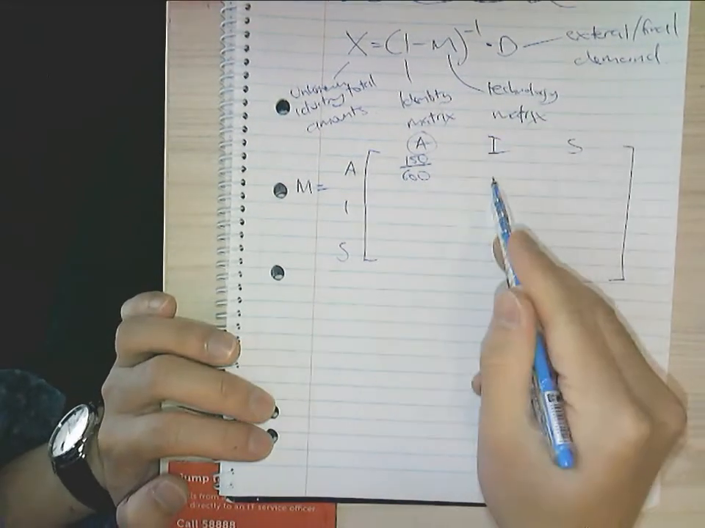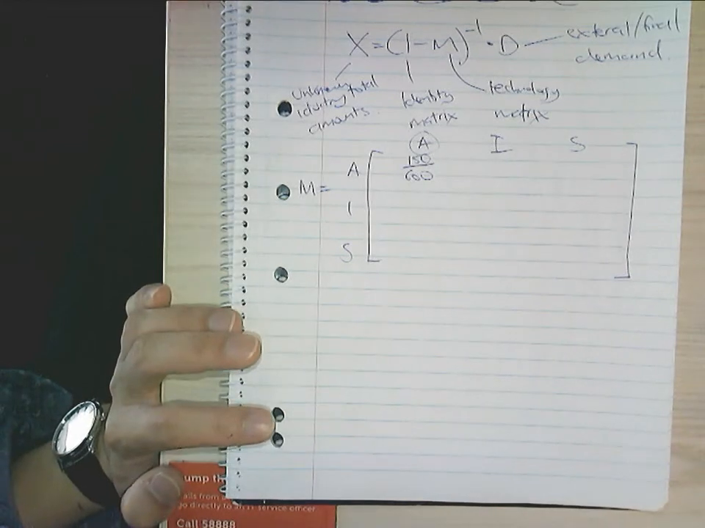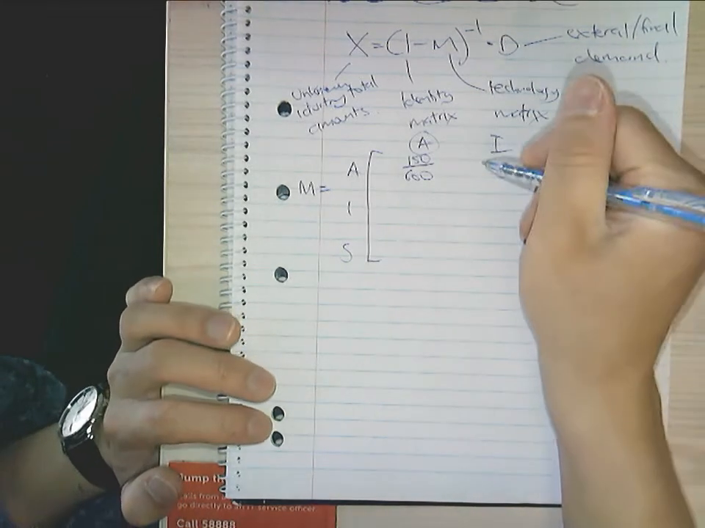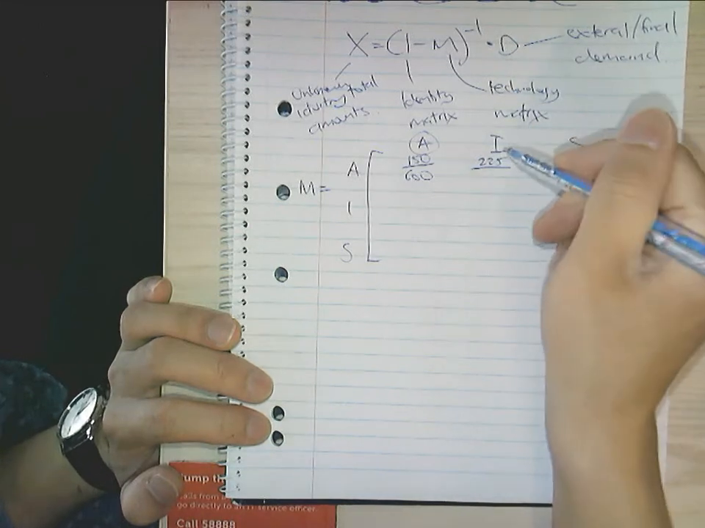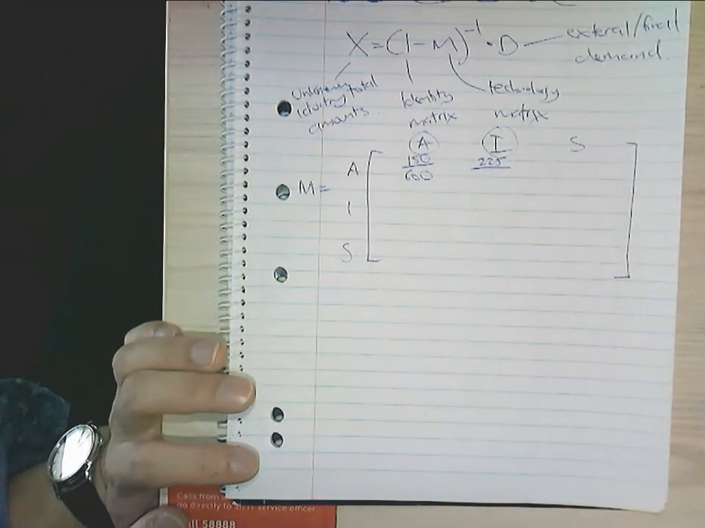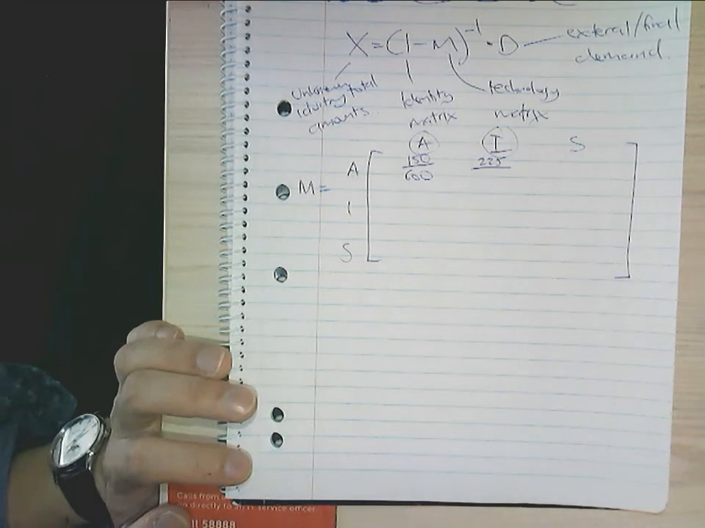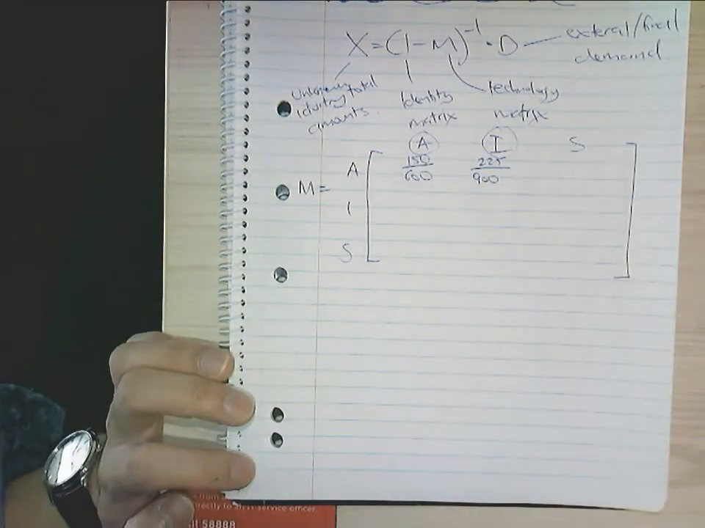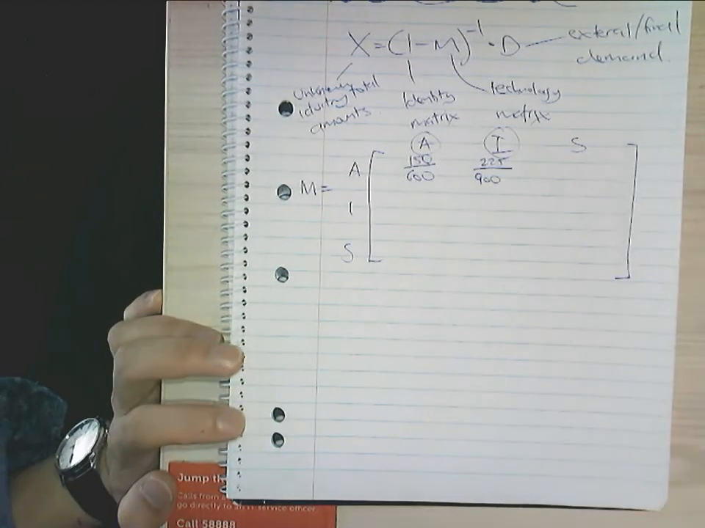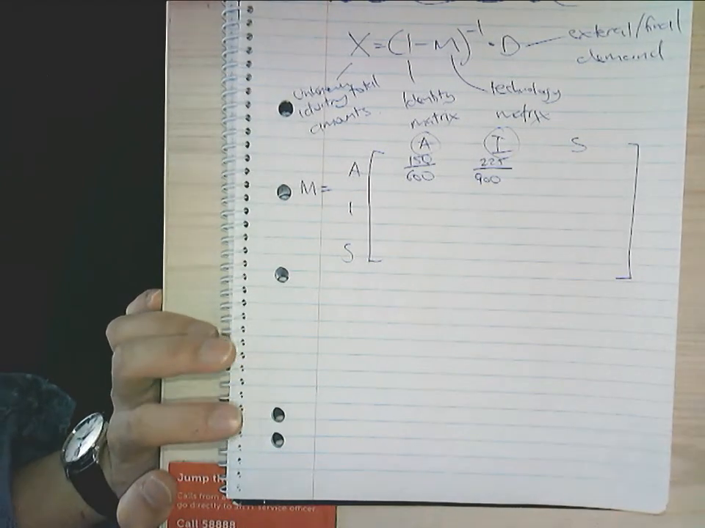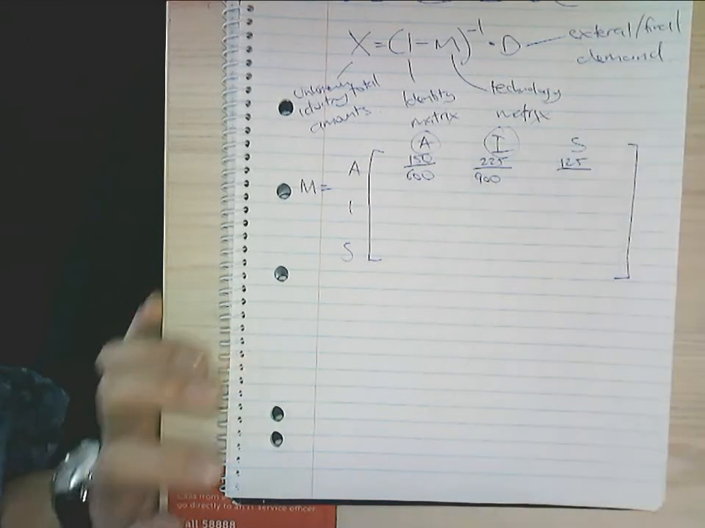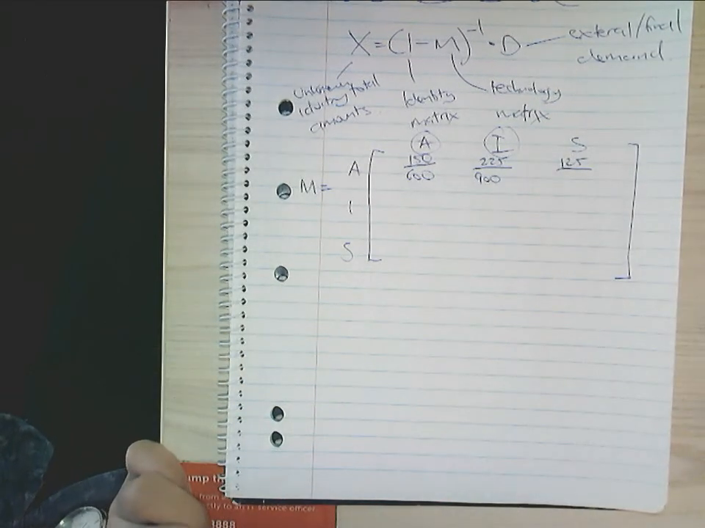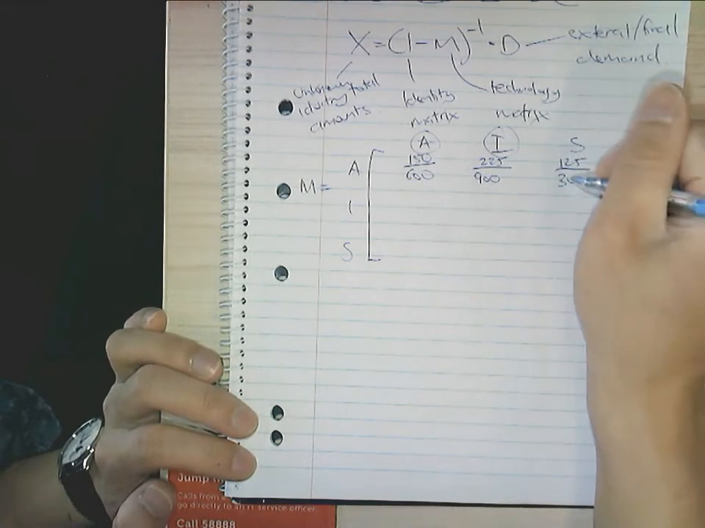How much from A goes into I? 225. As a proportion of total I, how much is total coming out of I? 900, right? How much from A goes into S? 125. As a proportion of total S, how much in total is S producing, or how much is output from S? You just add up all these numbers. It's been added up for you, it's just 300. Okay, and we just keep it going.